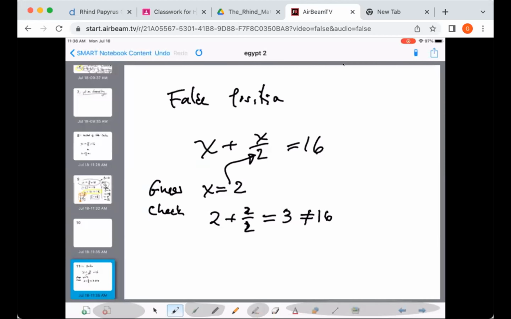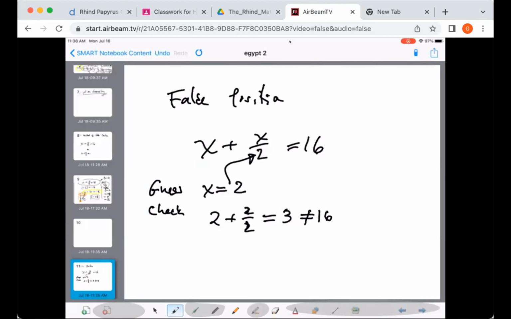I need to multiply 2 by something to get the real answer. Imagine that the question was not 16, but the question was 15. I should have shown this as my example. We'd say, okay, try x equals 2. This is a different question, easier. Try x equals 2. 2 plus 2 over 2 is 3, which is not 15.